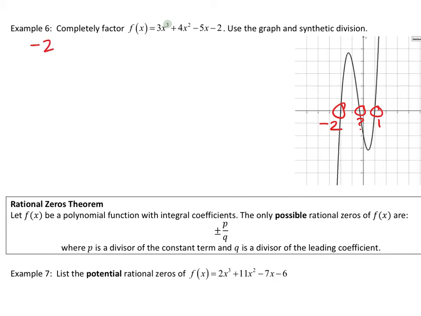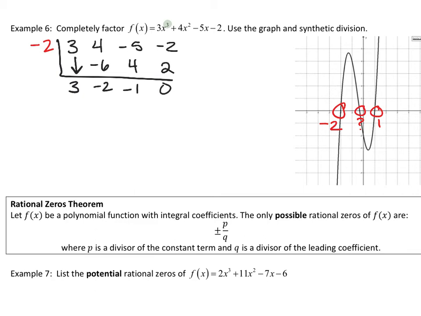So I'm just going to start with negative 2 and set up my synthetic division. 3, 4, negative 5, negative 2 are my coefficients. I bring down, I multiply, I add, I multiply, I add, I multiply, I add. We know we should get a remainder of 0 since visually this is a 0 on the graph. But I'm not necessarily done because I still want to be able to check the next one. We know that there's going to be a 0 at 1 from the graph, the x-intercept.